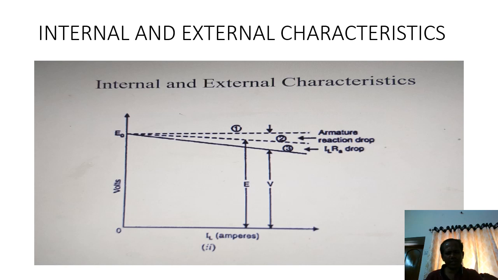Next, we are going to discuss the internal and external characteristics of the separately excited DC generator. Under no load condition, there is no current carried by the armature, so Ia is equal to 0.